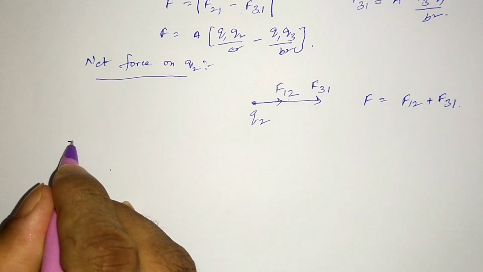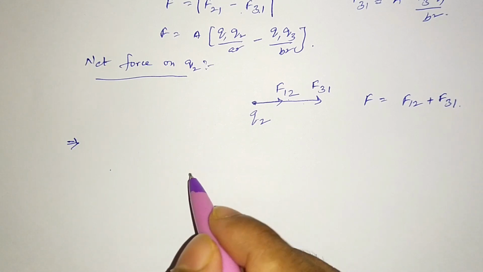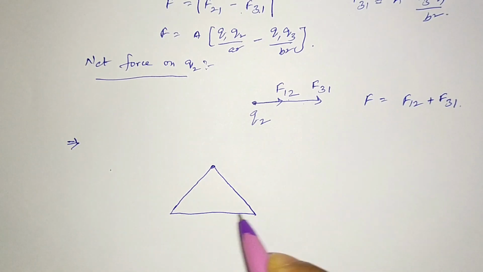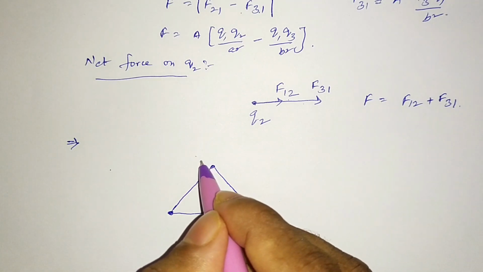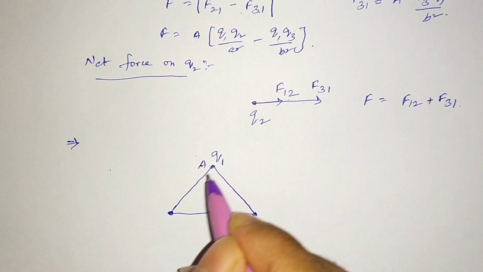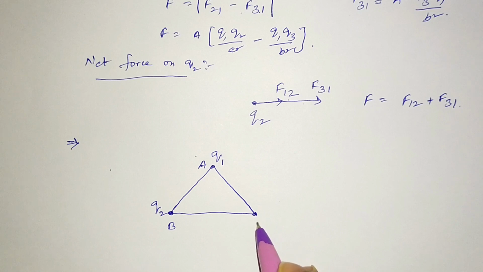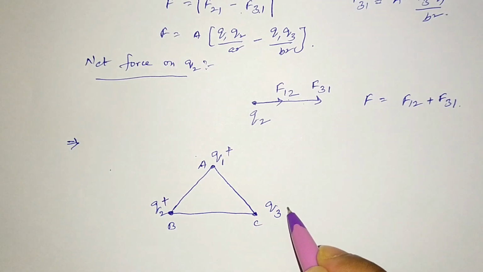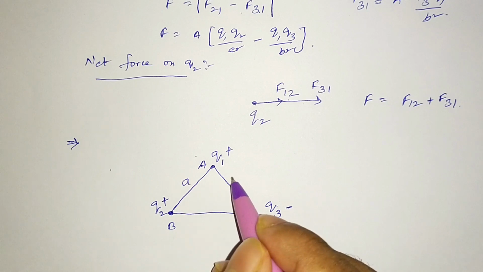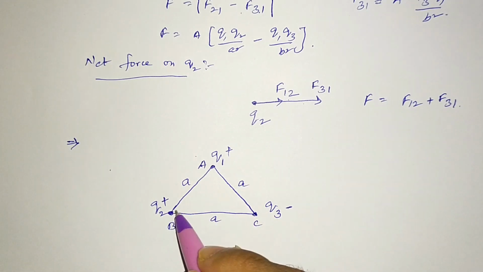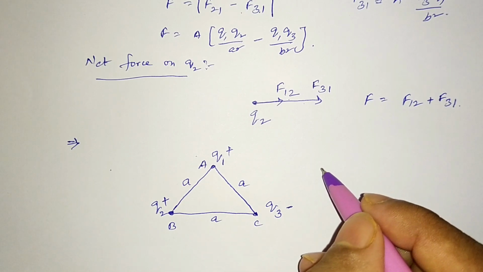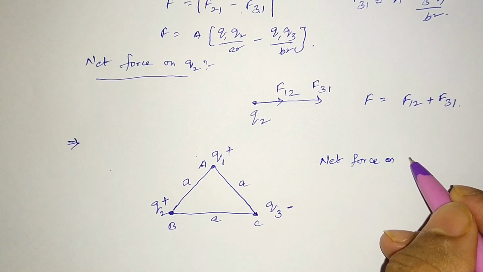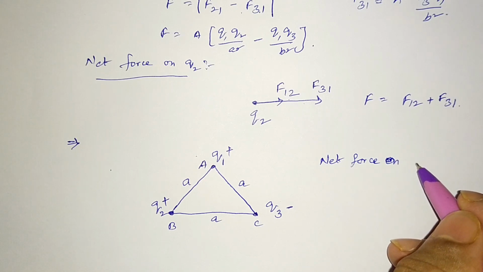Now, another model, let us see. For example, now the charges are placed on the vertices of an equilateral triangle. Let us take a charge Q1 at A, Q2 at B, Q3 at C. This is a positive charge, this is also positive, and this is negative in nature. It is an equilateral triangle, so the angles are 60 degrees. Now I want to calculate the net force on the charge placed at A, means on Q1.